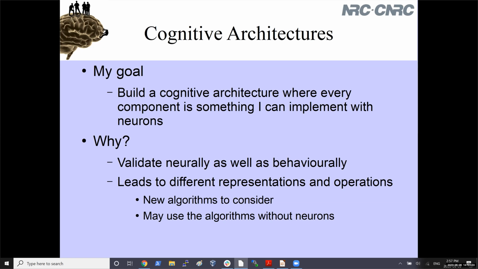But the bigger reason for me is that if I add on this extra constraint for myself that I have to say what the implementation details are, that's going to force me to consider very different algorithms than are typical in cognitive architectures. And once you've identified the algorithm, maybe it's possible to use those without neurons. Maybe, but it's at least going to force me to search in a very different part of the space of all the possible algorithms that are out there for understanding the brain. So that's where I'm coming at this from.